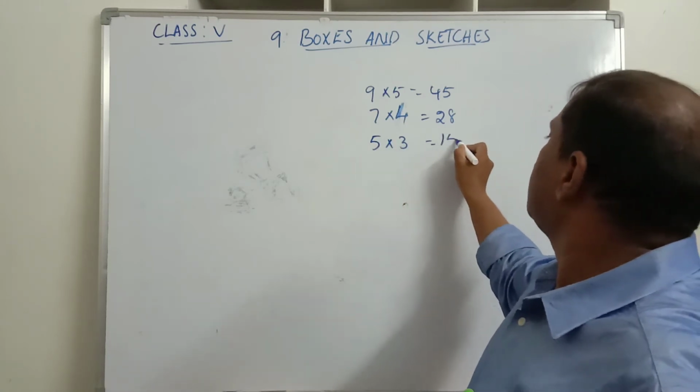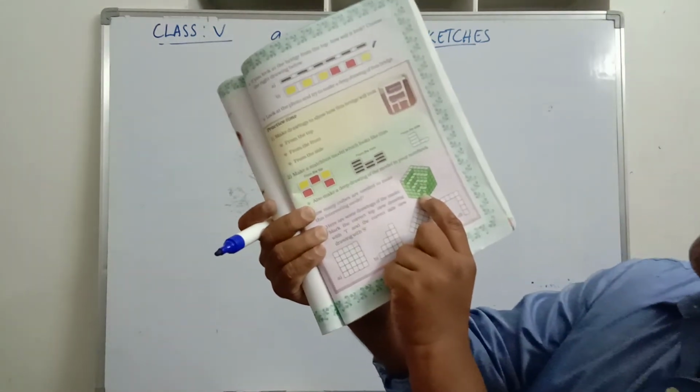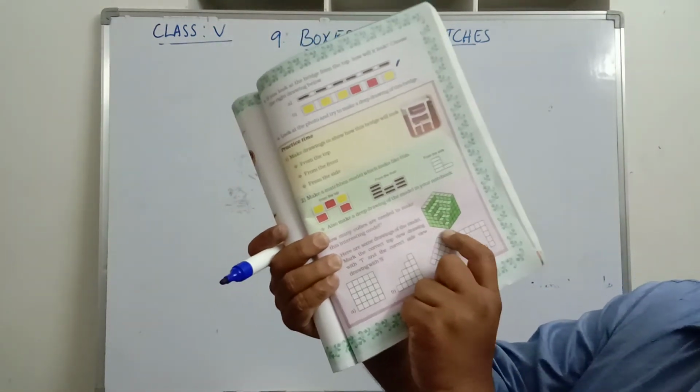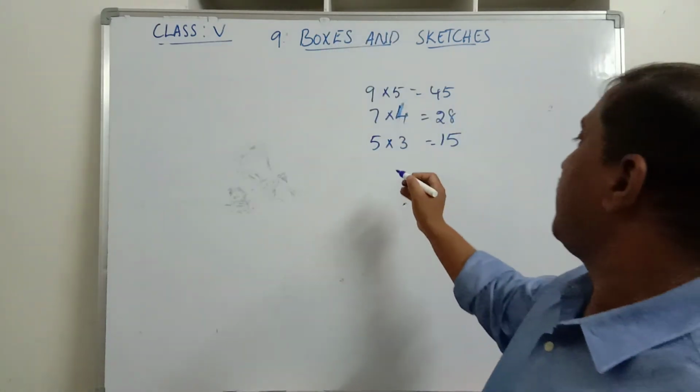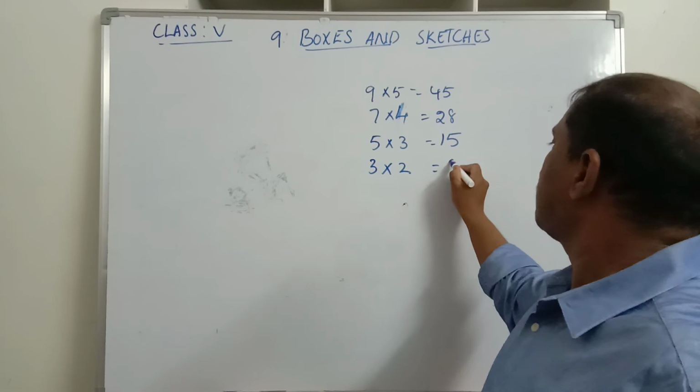5 into 3 it is 15. Next you see here we have 3 cubes. There are 2 layers like this: 1, 2, 3. 2 layers. Each layer is having 3 cubes. That is 3 into 2, it is 6.